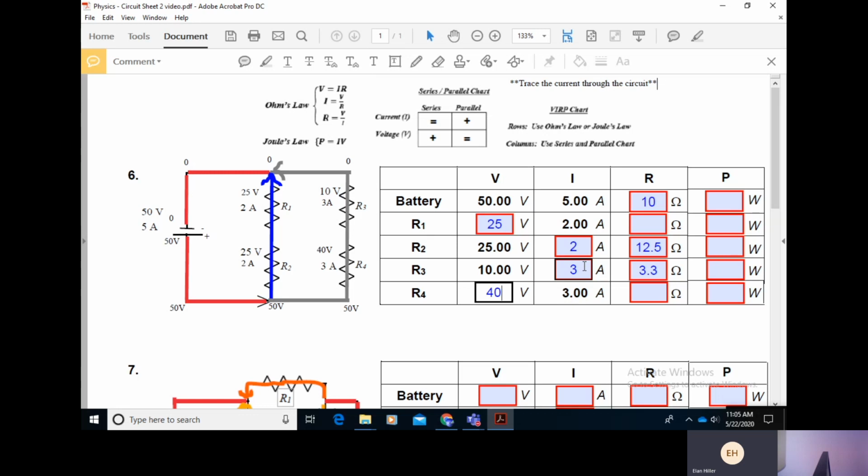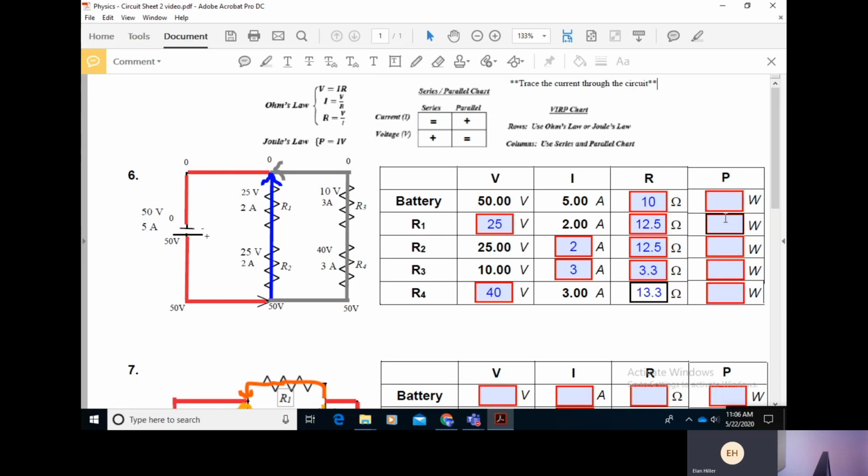Okay, so that concludes the puzzle portion of it. The rest of it is pretty easy calculation. So what we'll do is we'll go Ohm's law for resistance: resistor 1, 25 divided by 2 is 12 and a half, and resistor 4, 40 divided by 3 is 13 and a third.